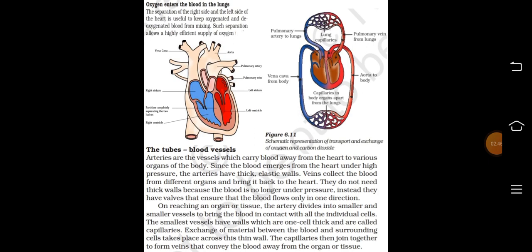The separation of the right side and the left side of the heart is useful to keep oxygenated and deoxygenated blood from mixing. Such separation allows a highly efficient supply of oxygen.